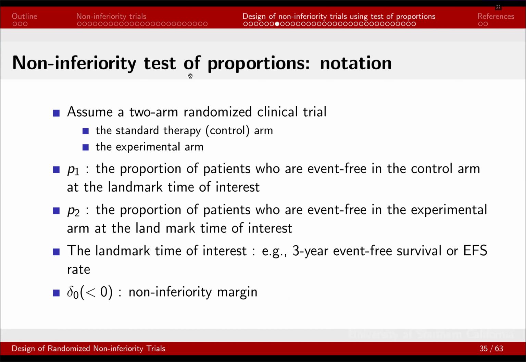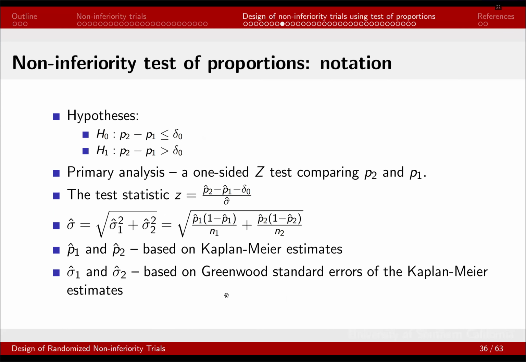This is the notation for tested proportions. Again, two-arm study. P1, P2 are the proportions of patients event-free at the selected landmark time in the two arms. The landmark time of interest that we chose was 3 years. So we are going to compare 3-year EFS rates between the two arms. Delta 0 is the non-inferiority margin. These are the hypotheses. Again, if we reject the null hypothesis, we conclude non-inferiority.